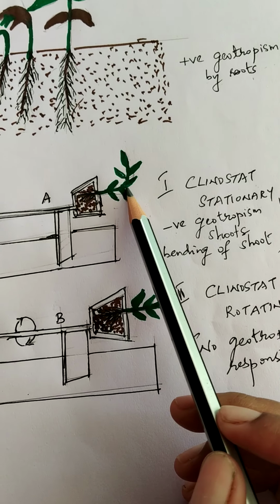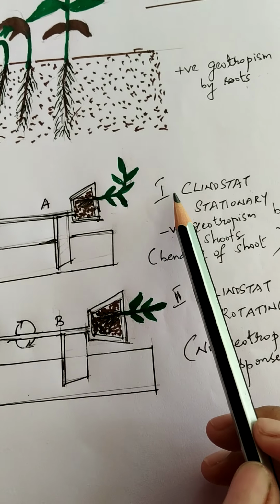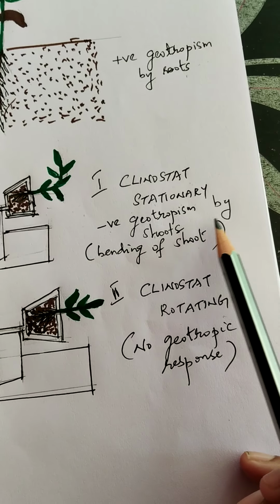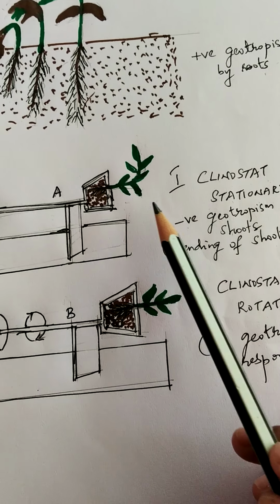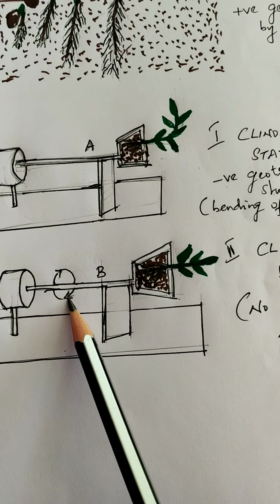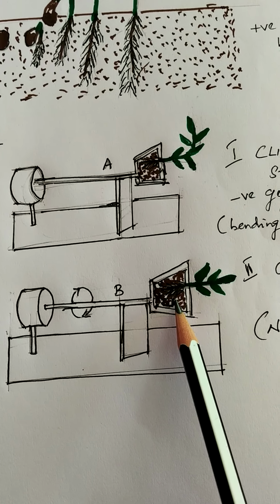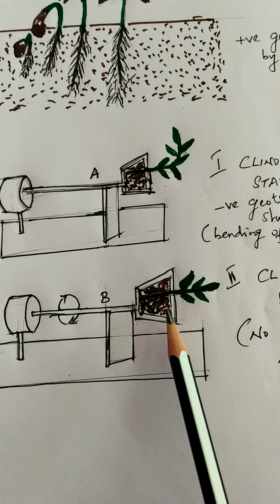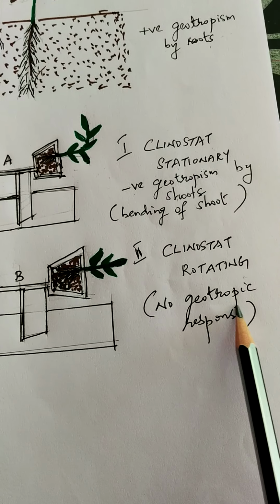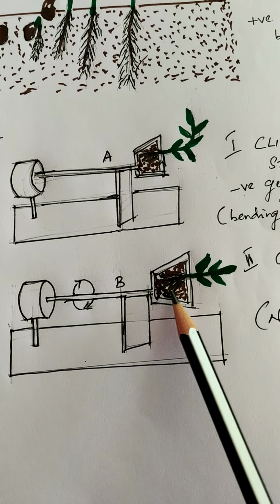Since it needs light, the shoots start bending towards the source of light because the clinostat is kept stationary. So this shows negative geotropism by the shoots, by the bending of the shoot towards the source of light. In the second case, the clinostat is allowed to rotate, so all parts of the plant are exposed to gravitational force equally. So there is no bending of the shoot in this case, and no geotropic response is seen. In both cases, the roots grow towards the force of gravity.